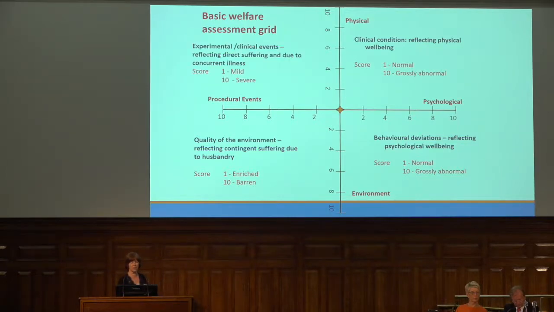And then the final axis looks at procedural events and the impact on the animal. These might be experimental events, which is what we designed the system for in the first place, but also clinical events, what we are doing to this animal as vets. So reflecting the suffering due to any concurrent illness and whatever's going on. You might be taking the blood sample for the benefit of that animal to make a diagnosis, but you have to restrain it, you have to take the blood from it. What impact is that having on the animal's welfare? So you end up with a quadrangle like this with your various scores, and you measure the area of that quadrangle to give you the cumulative welfare assessment score at that moment in time.